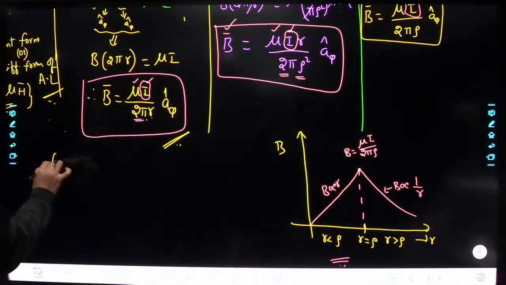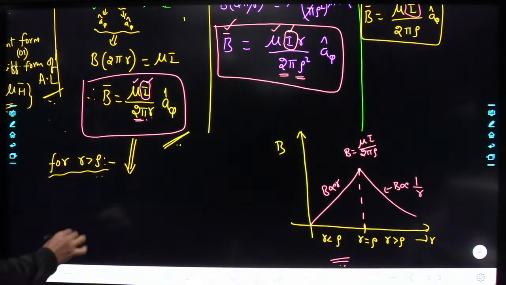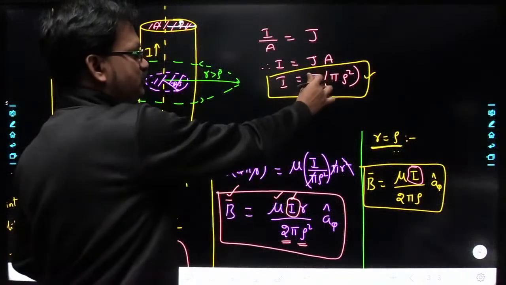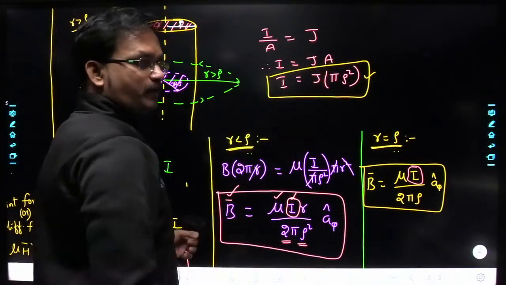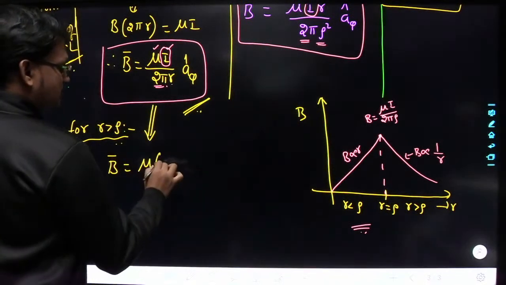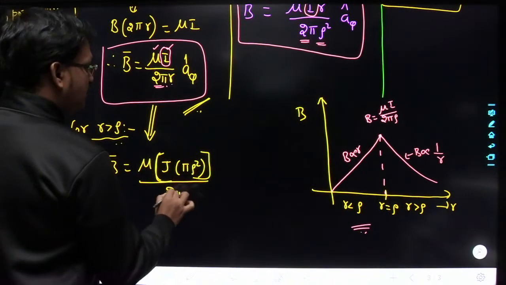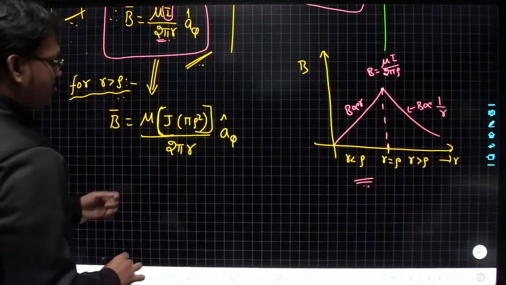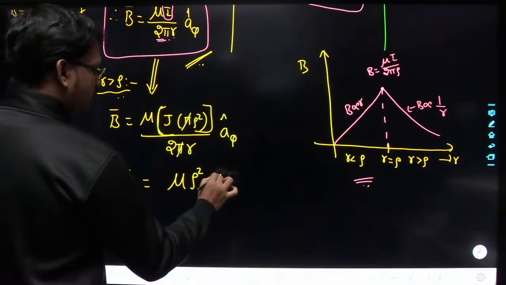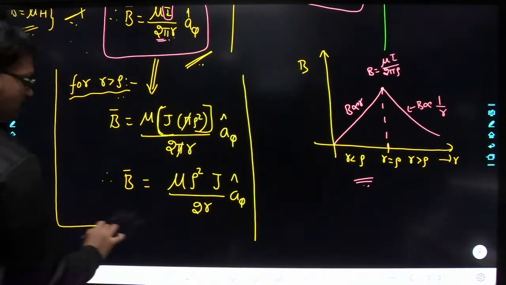So for R greater than rho, what is the expression you are going to get? B bar is equal to mu into I, and I you can replace with current density, that is I is equal to J into pi rho square. So mu into I is nothing but mu J into pi rho square, divided by 2 pi r a phi cap. Now pi will get cancelled. Therefore B field is equal to mu into rho square into J divided by 2r a phi cap. This is for r greater than rho.